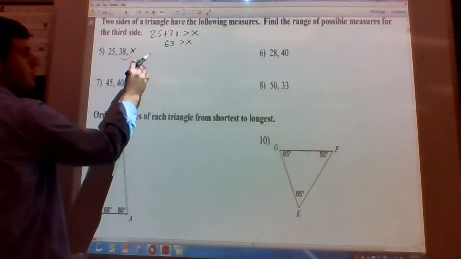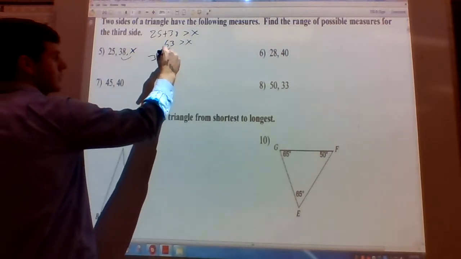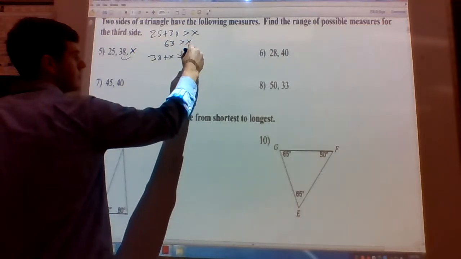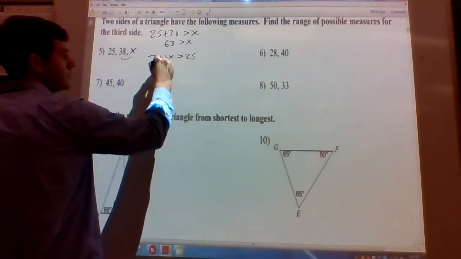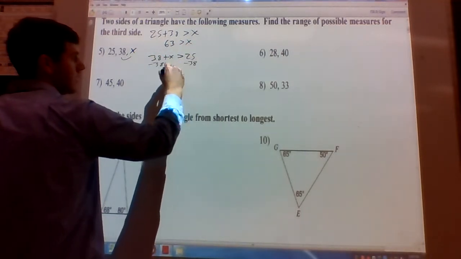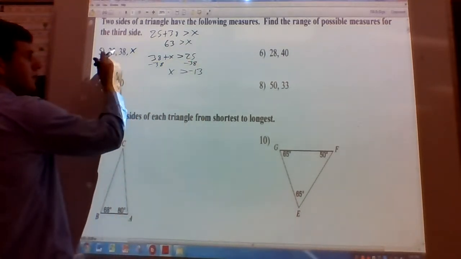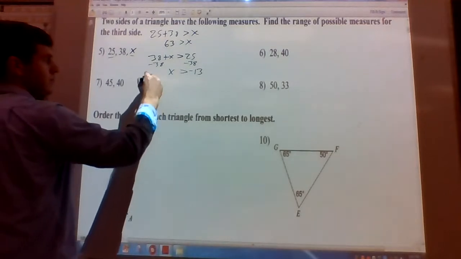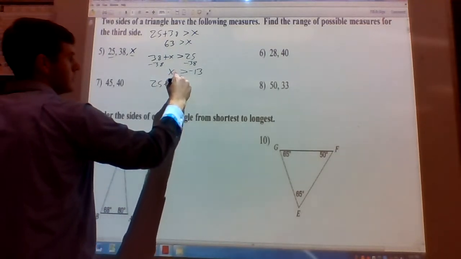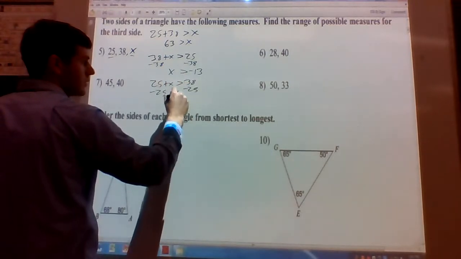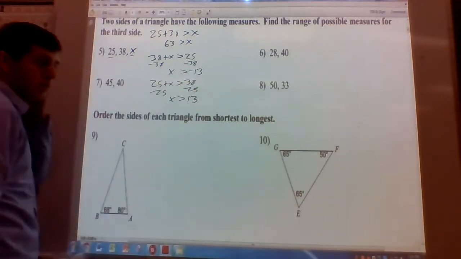We also can do these two. So 38 plus x is greater than 25. Subtract 38 from both sides. X is going to be greater than negative 13. The third set we can do is 25 and x. So 25 plus x is greater than 38. Subtract 25 from both sides. X is greater than 13.